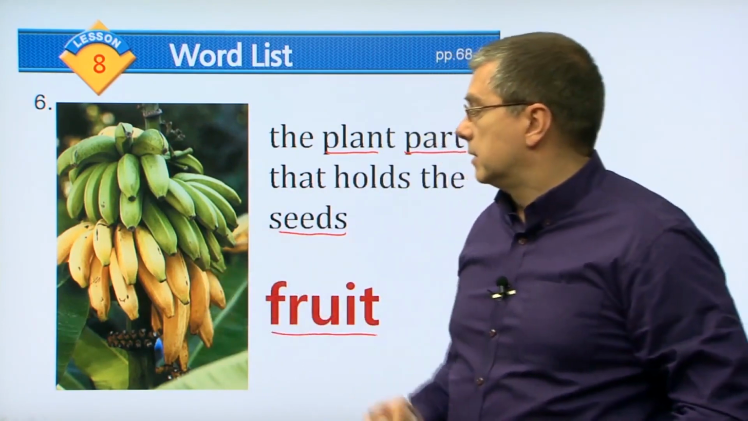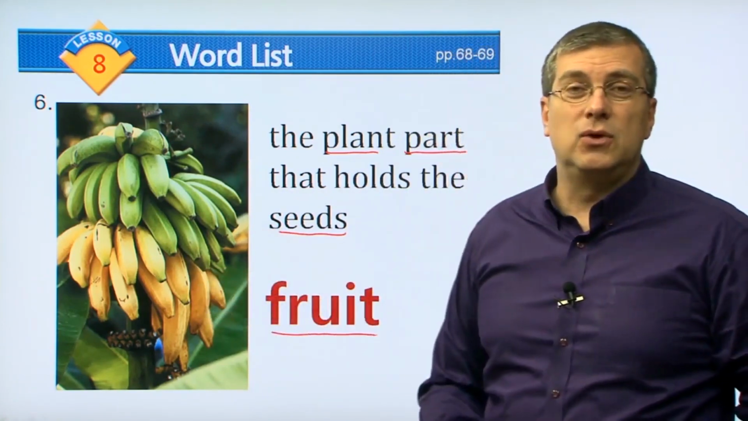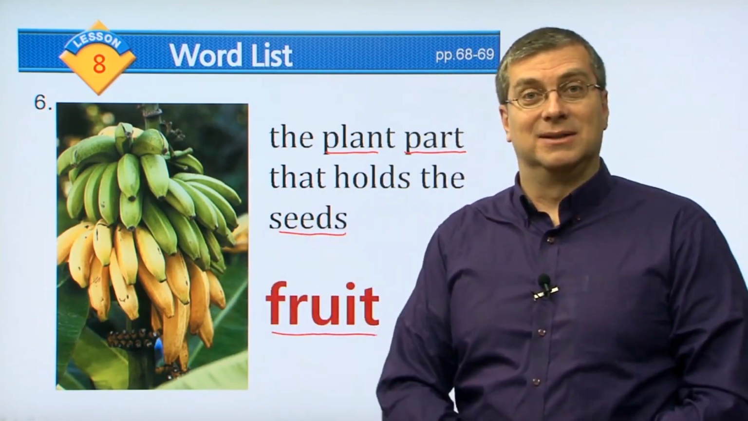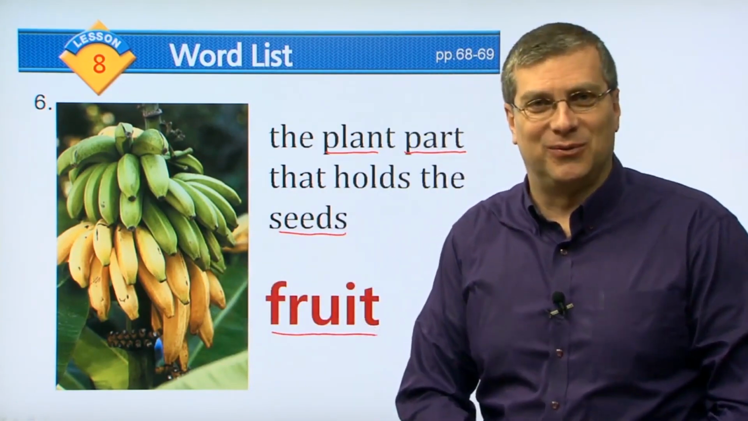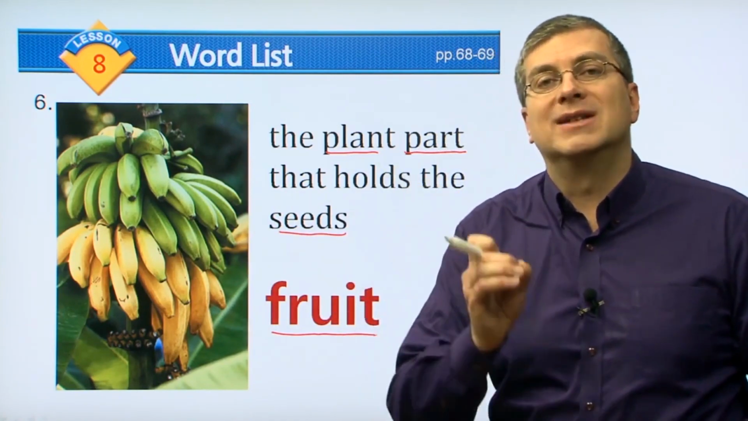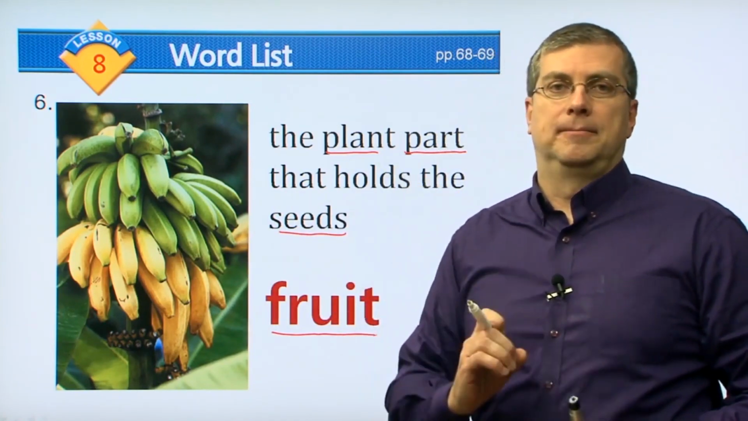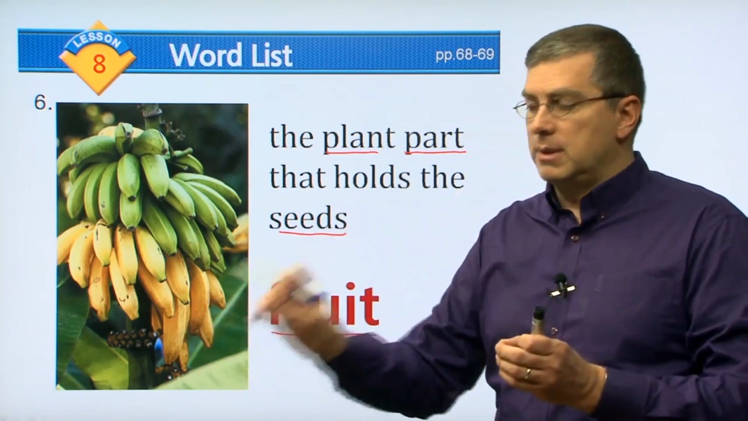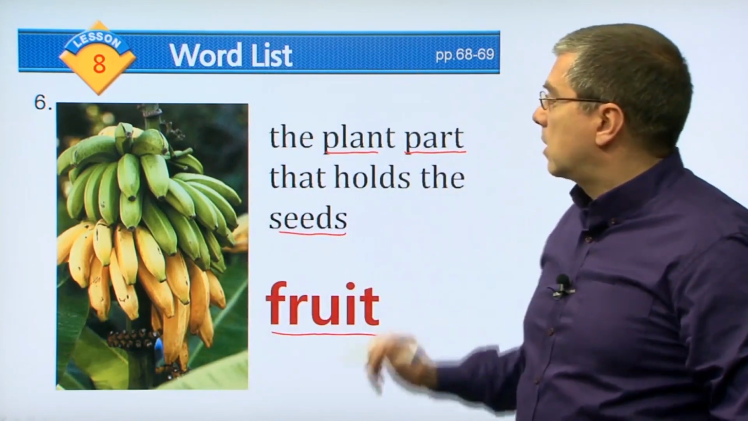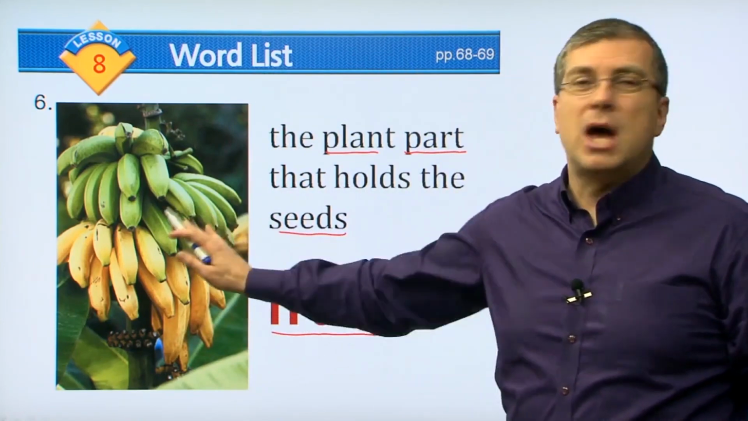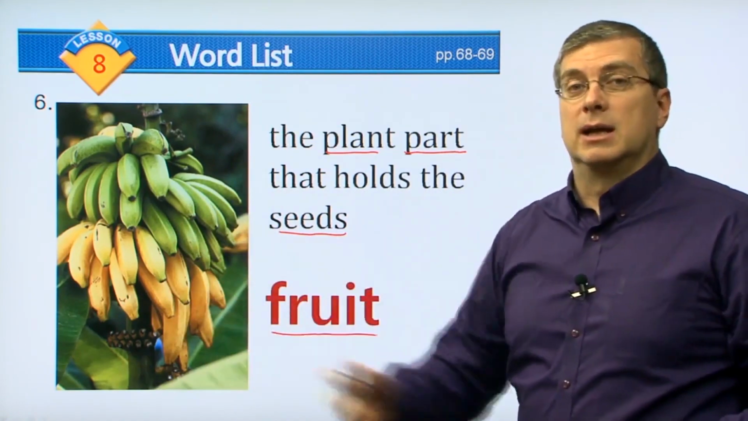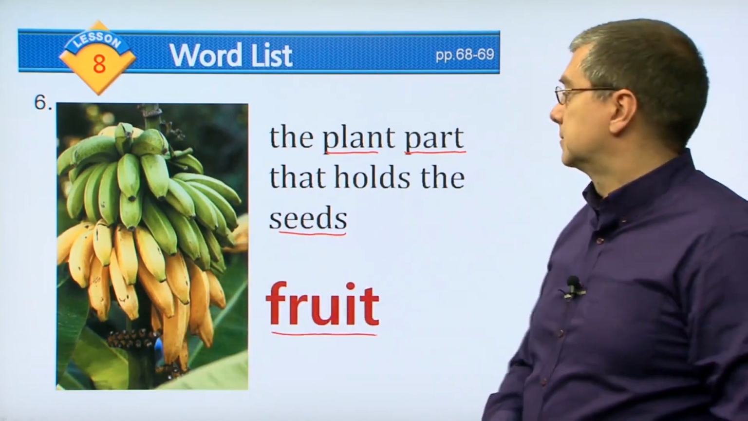So bananas are a type of fruit. Apples are a type of fruit. Watermelon, subak, right? That's a type of fruit. And if you look at each of these fruits, they all have seeds in them. And if you take those seeds and you put them in the ground, a new plant will grow. Okay? So we call that fruit. Not all plants, but many plants have fruits, and that's how they distribute their seeds.